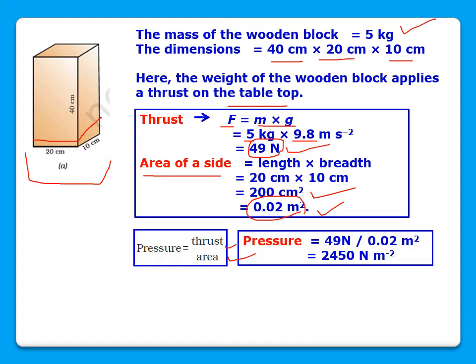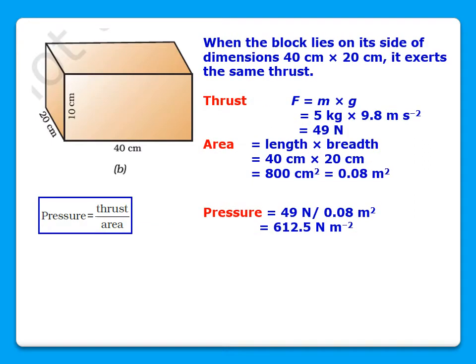Now we'll move towards the second situation. Okay. In second condition, the box is kept on the table like this, as you can see in the picture. Again, we will find out the thrust. Thrust is F is equal to mg and it is 49 Newton.